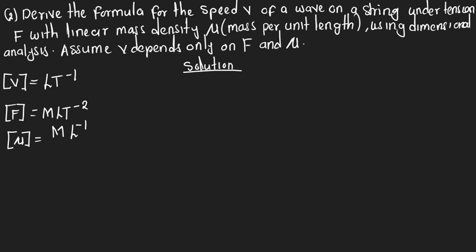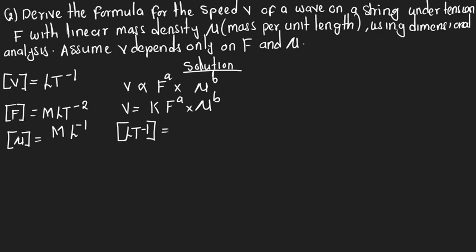Now they're saying we assume that velocity depends on F and mu. So it implies that your velocity varies with some tension force, which can be raised to the power A, like I did in the first question, and some mu raised to the power B. And of course, if we introduce the equal sign, then we have a constant K, F to the power A, then mu to the power B. What are the dimensions of velocity? It is LT to the power negative 1.